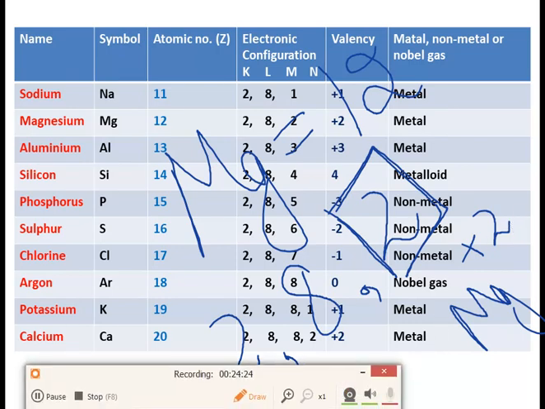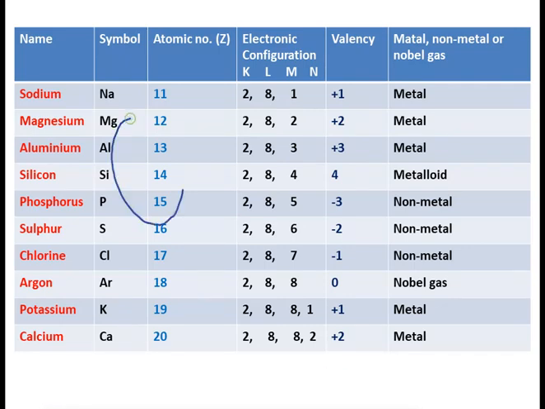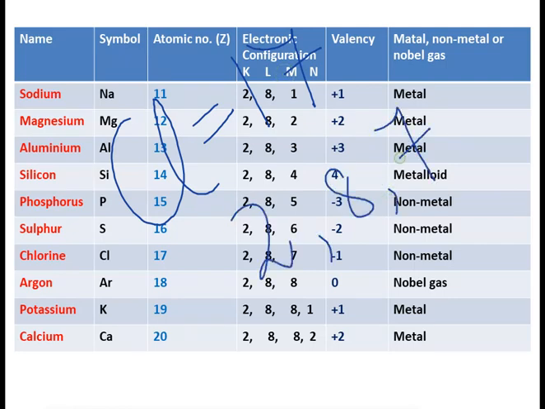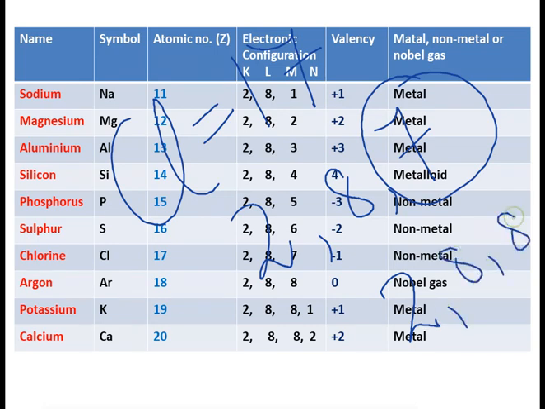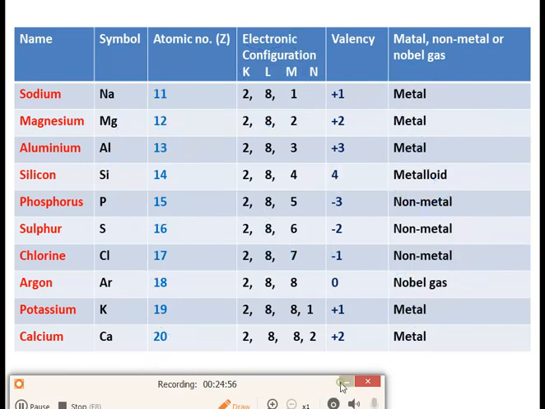Now let's take an example for a nonmetal also. The most common nonmetal, let's take chlorine. Atomic number is 17. Electronic configuration 2, 8, 7. You can see in the outermost shell 7 electrons are present. It needs 1 more electron to become stable. So it will accept 1 electron, and it will become 2, 8, 8. So it has accepted 1 electron only, no? So the chlorine will have a valency of -1. So like this you will find the valency and you will write the electronic configuration. I hope you all have understood this.